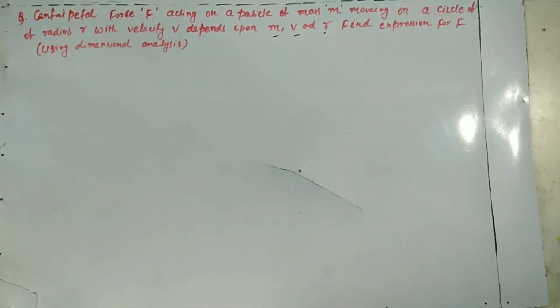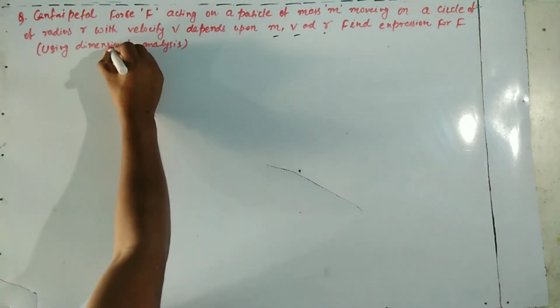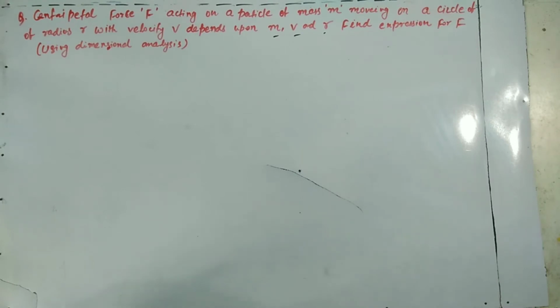Hello dear student, we are studying General Science Physics and today's topic is a question from application of dimension analysis, which is the unit and measurement chapter. So today's question is: centripetal force F acting on a particle of mass m moving on a circle of radius r with velocity v depends upon m, v and r. Find expression for F using dimension analysis.